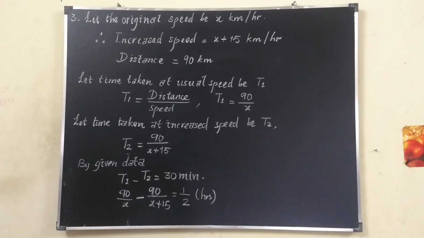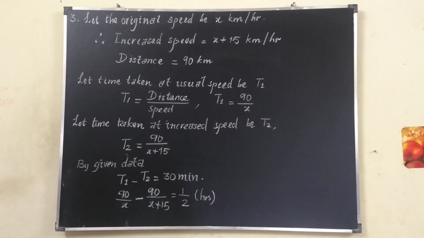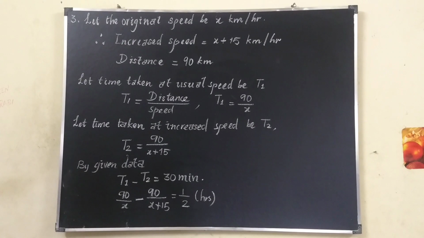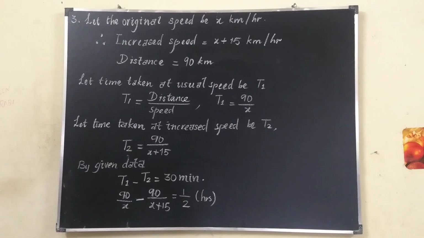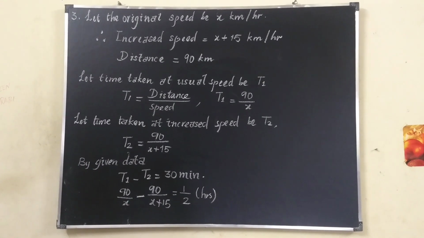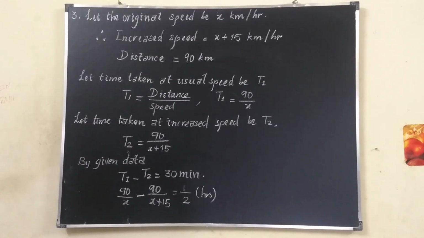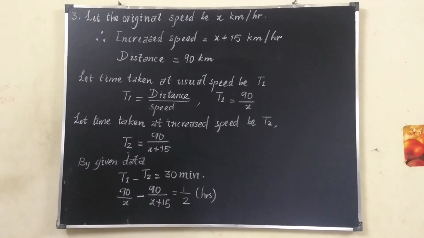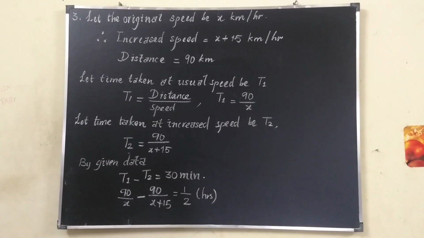So here, to cover a distance of 90 km, a bus usually covers at the uniform speed. The speed increases by 15 km per hour. It would have taken 30 minutes less for the journey. Find the original speed of the bus. What we have to find? Original speed of the bus. So we have to assume a variable for that.